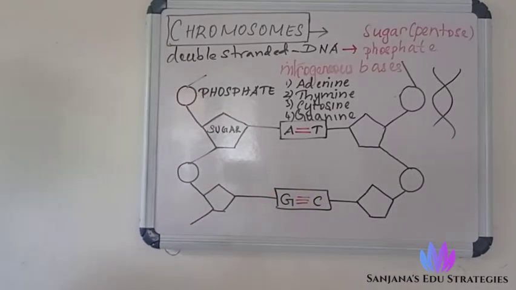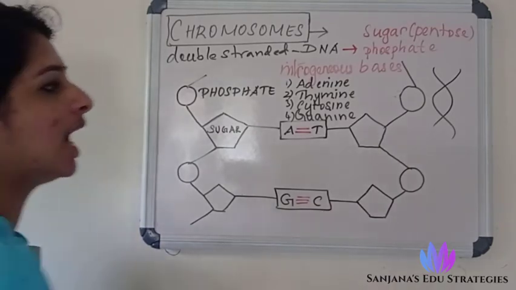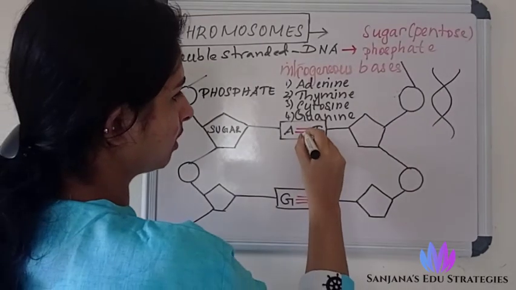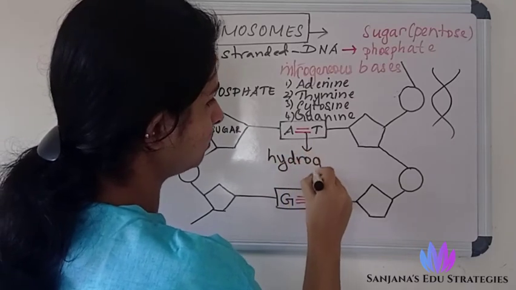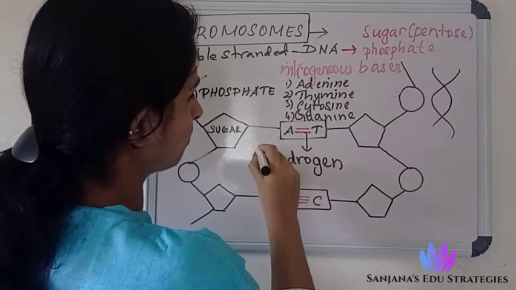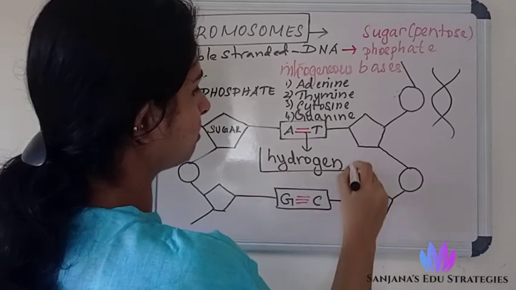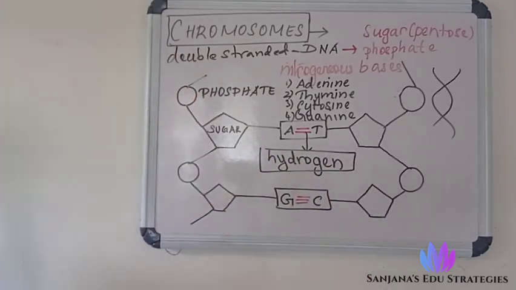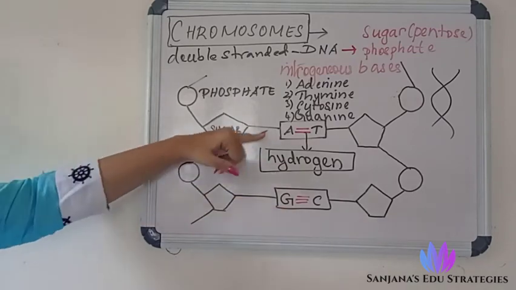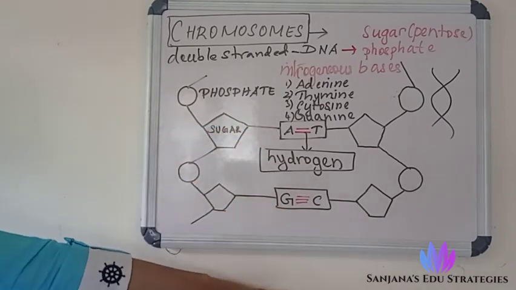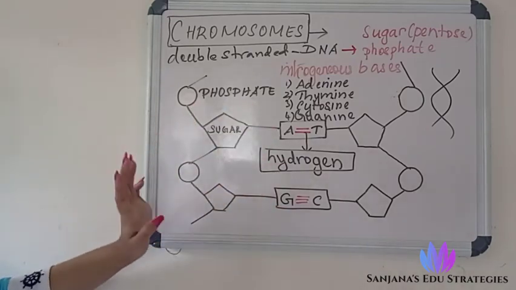And here you have to understand this bond is a hydrogen bond. This bond is a hydrogen bond. That thing alone you have to understand. Okay, in this way pairing will take place. ATGC, then ATGC. Like that the pairing will take place.